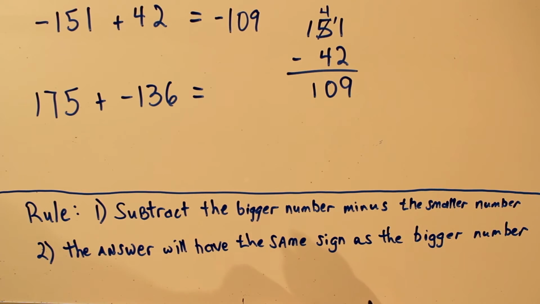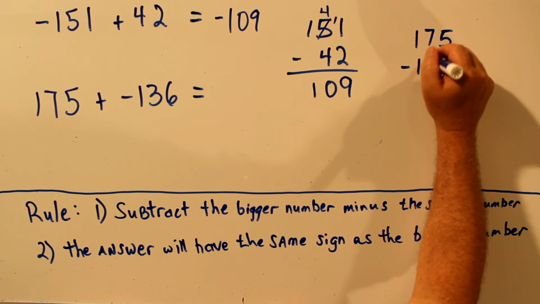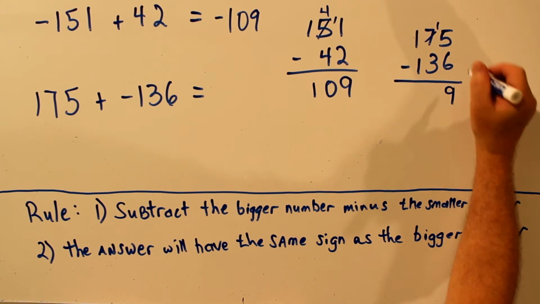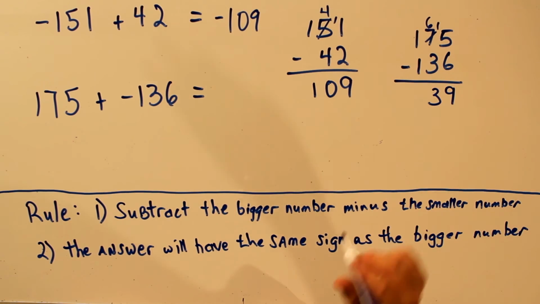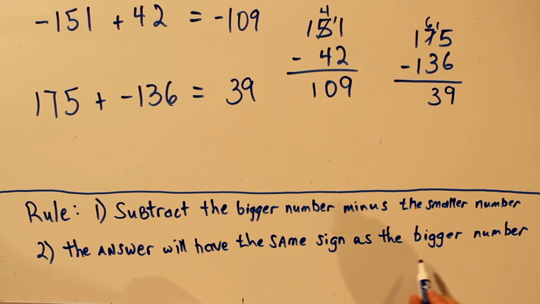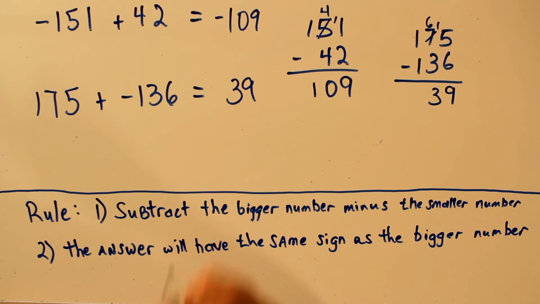Try 175 plus a negative 136. Subtract the bigger number minus the smaller number. 175 is the bigger number, minus 136. Borrow 1. 15 minus 6 is 9. This becomes a 6. 6 minus 3 is 3. 1 minus 1 is 0. So the answer is 39. We'll write it down. The answer will have the same sign as the bigger number. 175 is the bigger number and it is positive. So the answer is 39. And that's how you add a positive and a negative number together.